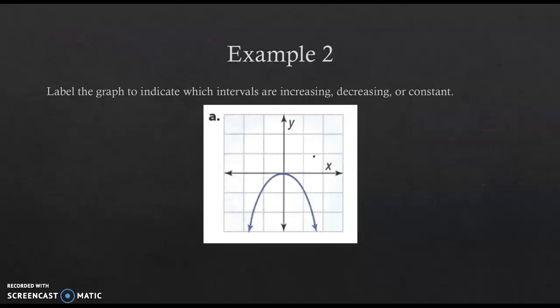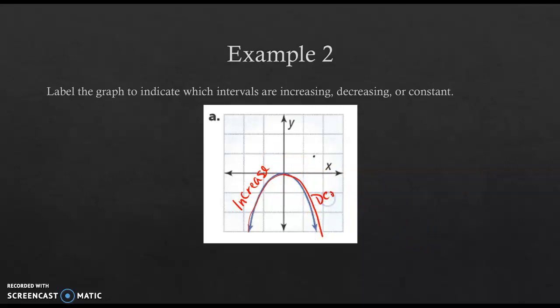All right, another example, label the graph to indicate which intervals are increasing, decreasing, or constant. So again, going from left to right, this half is increasing. And I know we want to say, but the arrow's going down, Mrs. Cartwright, but we read from left to right. So from left to right, we are going to increase until we hit what we call the vertex. And then from that vertex, we start our decrease.